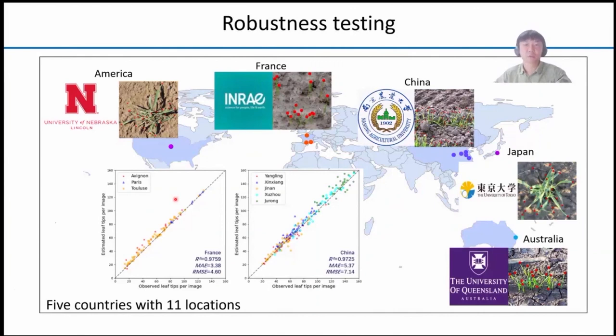Thanks to our collaborators from USA, France, China, Japan, and Australia. We further tested our model using datasets from five countries with 11 locations. Here I put the test result from the French and the Chinese datasets. We could always get a good estimation of leaf number from this very diverse dataset.